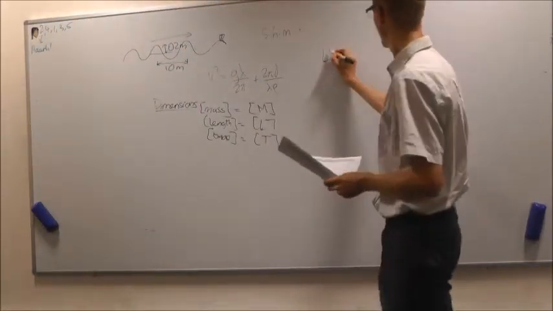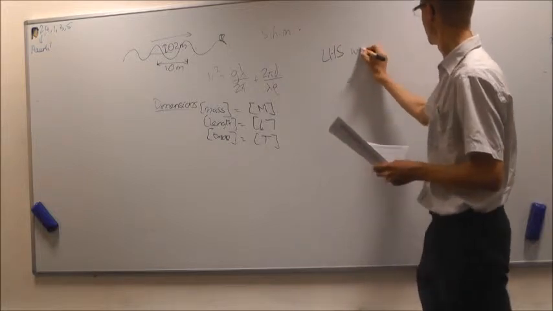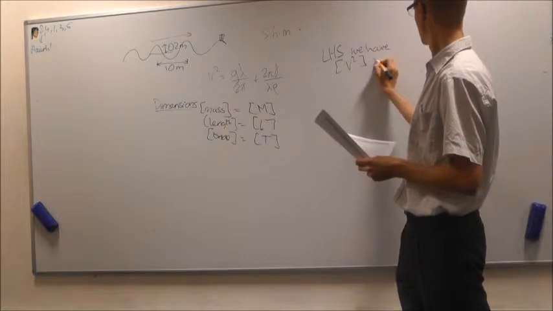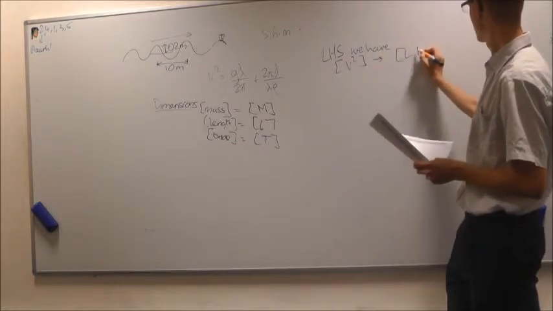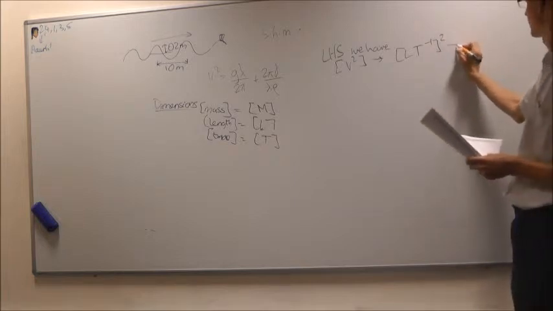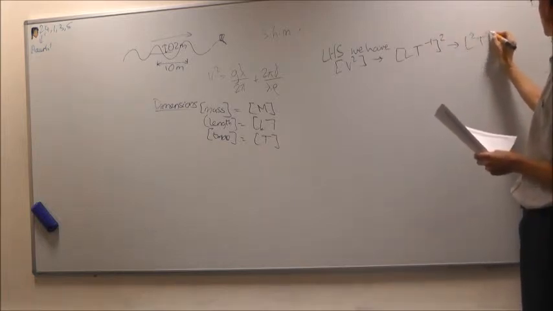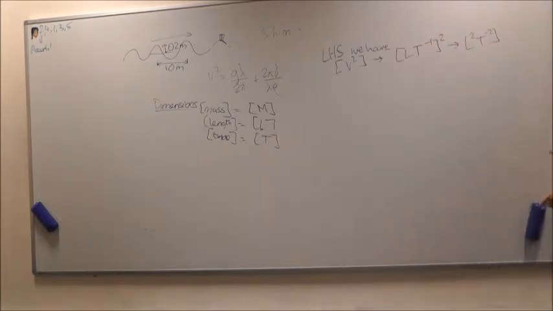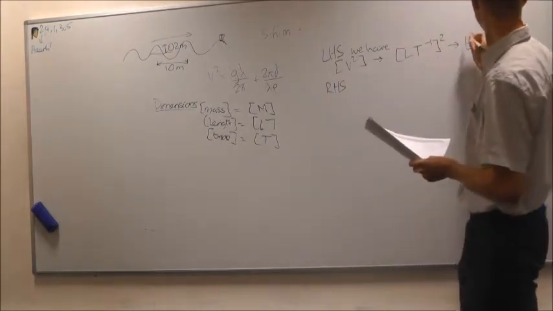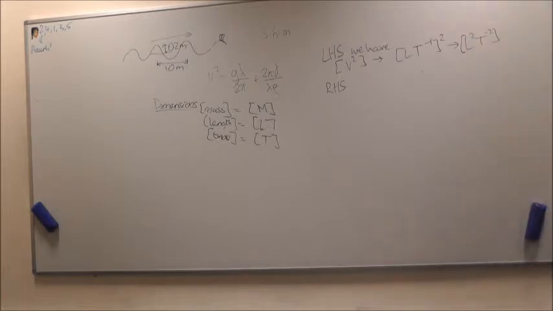So on the left-hand side, we have the dimensions of v squared. V is just a velocity, so it's length per unit time, meters per second, squared. So length squared over time squared. Okay, right-hand side, we should get length squared time to the minus 2.